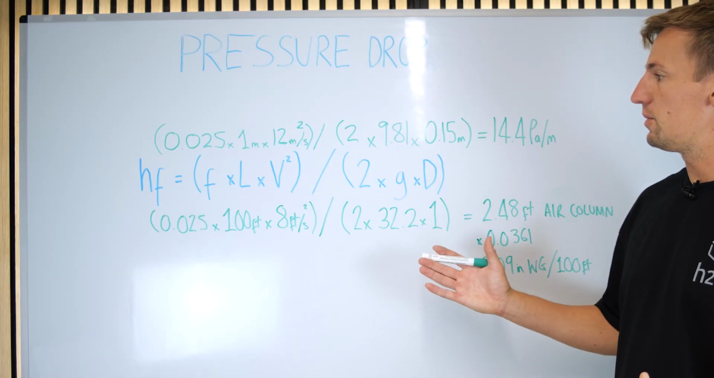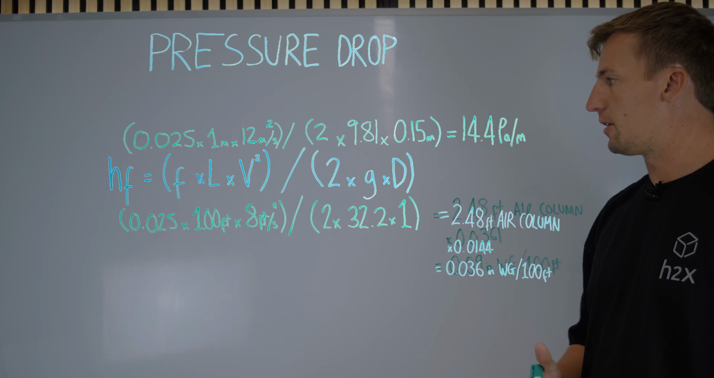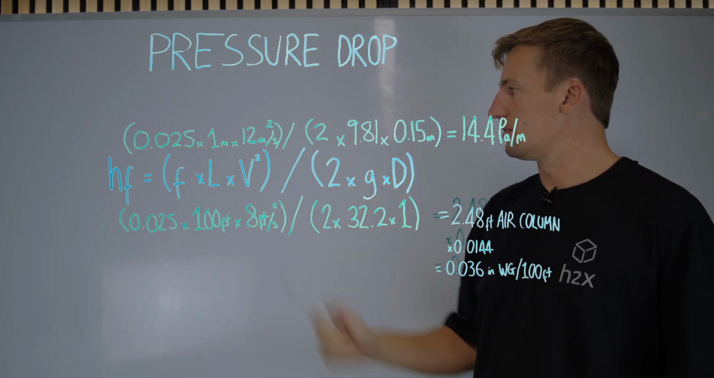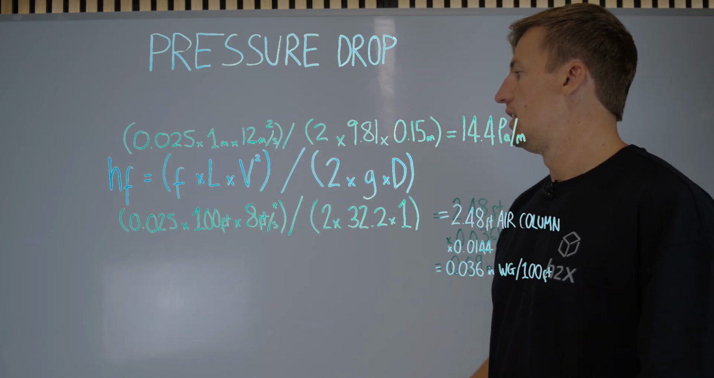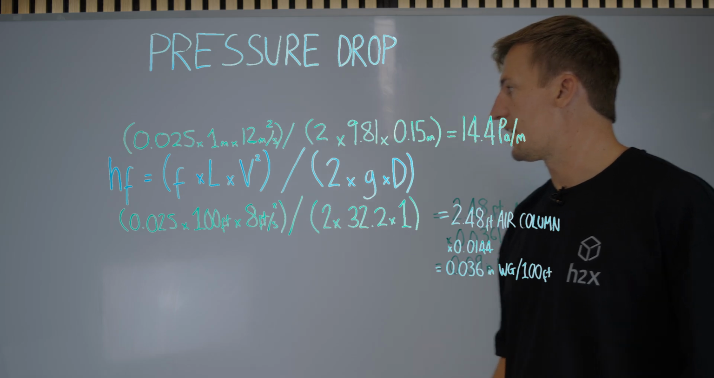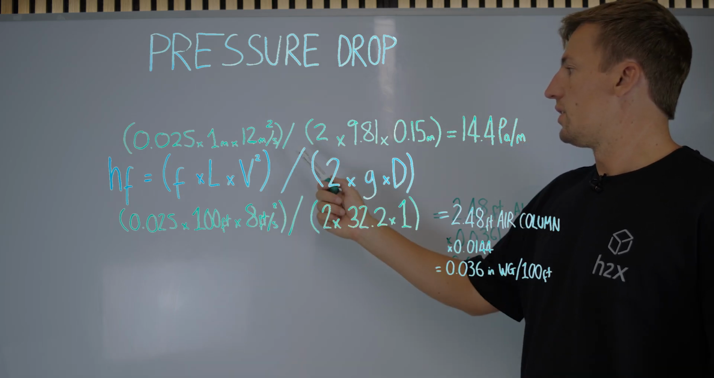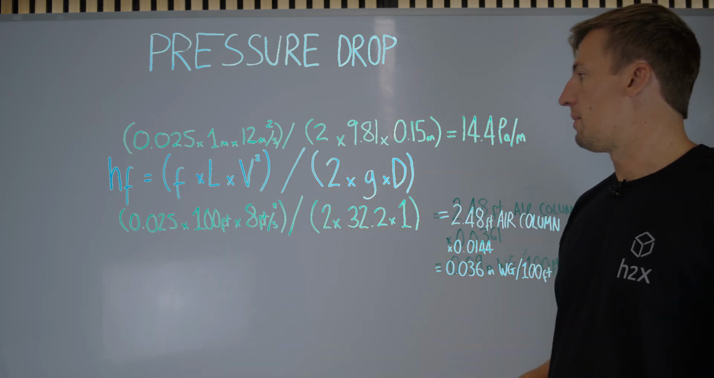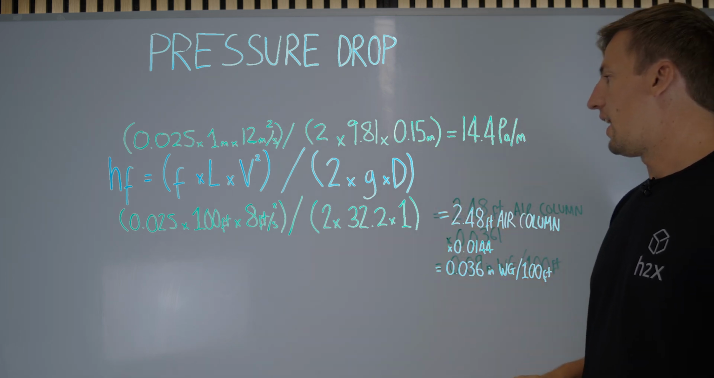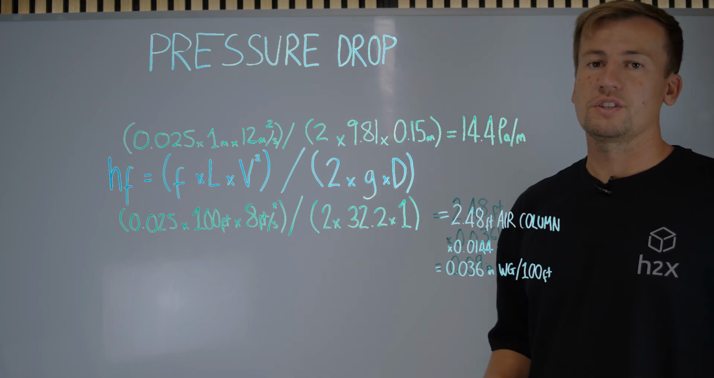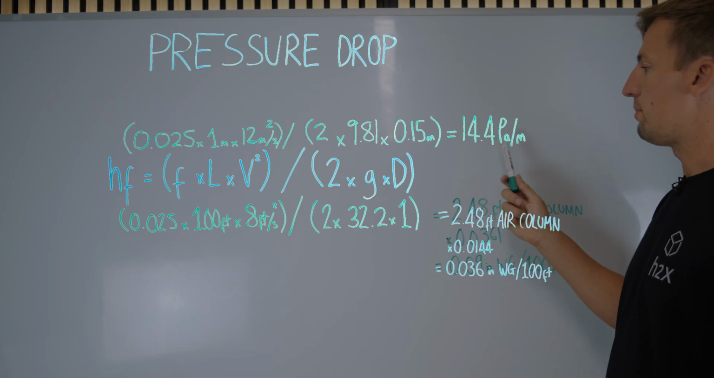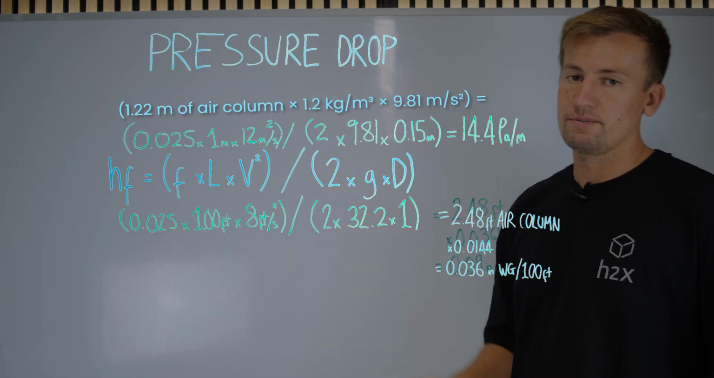For the calculation example here, we have the metric above and imperial below. So if we first go through the metric, the friction factor is a constant, which is the 0.025. The length is 1 meter, and the velocity is 12 meters per second, and we're going to square that. We'll then divide all that by 2 multiplied by 9.81, which is the gravitational acceleration, and then we'll multiply that by 0.15 meters, which is a 150 mil duct. That gives us an answer of 14.4 pascals pressure drop across that meter.